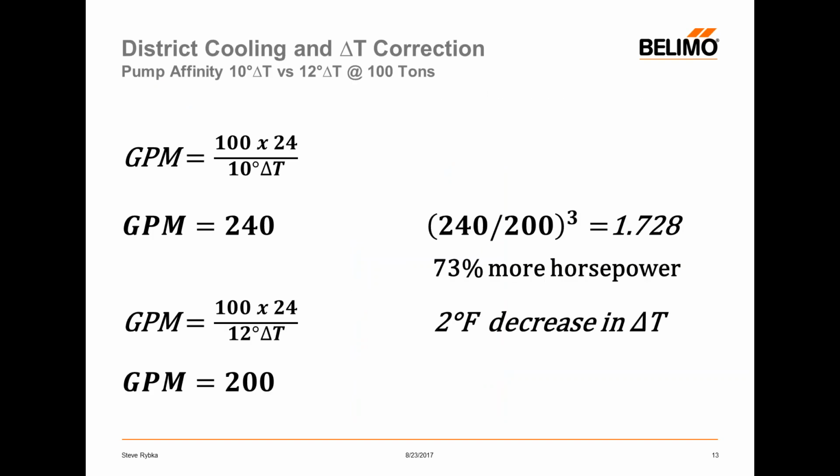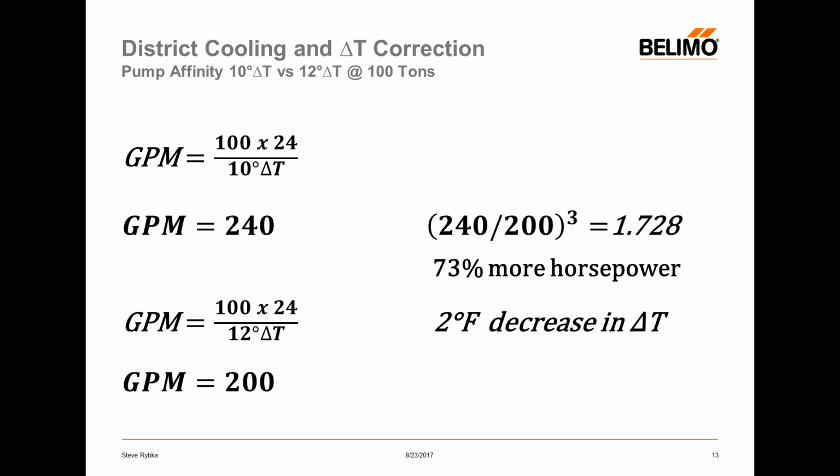District cooling and delta T correction also have a play on pump affinity. And we can see here I have two very basic examples. In calculating our delta T or our GPM, we use the formula tons times 24 divided by the differential temperature. So here on the top, if we see we've got a 100-ton system running at a 10-degree differential temperature, to get our required load or our required BTU yield, we need 240 gallons per minute.